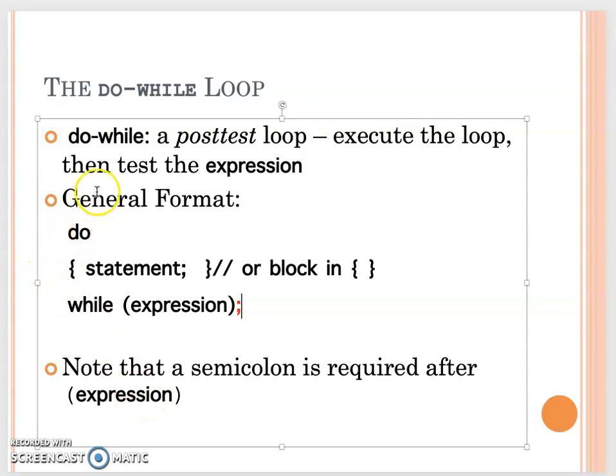So again, this general format is do first. You execute this code block, statement one by one. Then after you're done, you come to the while and check this expression. If this expression is true, I come back to the beginning of the loop and execute the loop again. After I finish, I check the while expression again. If it is true, I go back. But if it's false, then I finish and go to the next line. So that's the do-while loop.